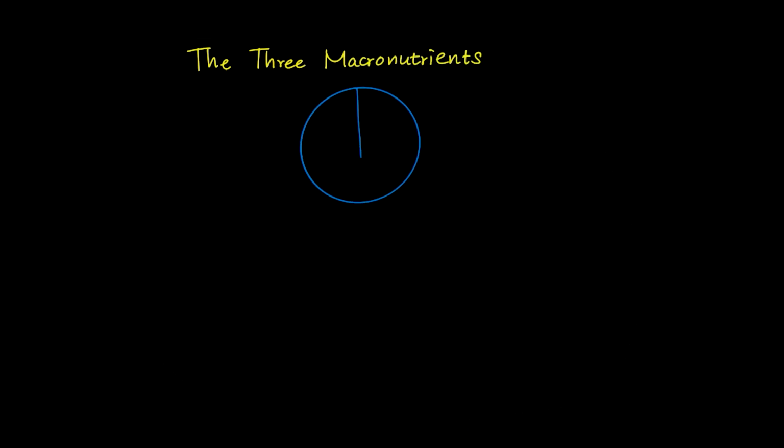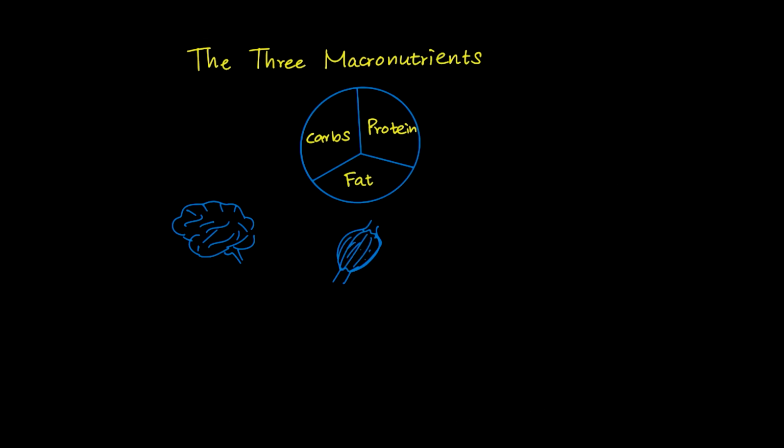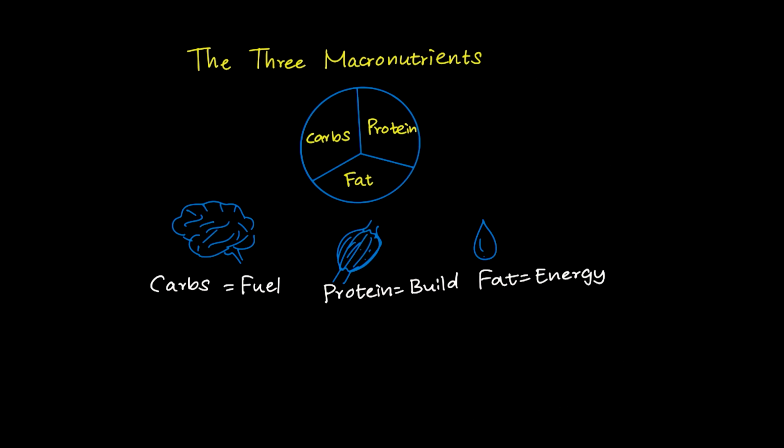Let's sort out macronutrients versus everything else. Macronutrients are the three nutrient groups that supply calories: carbohydrates, proteins, and fats. Each plays a distinct role in daily metabolism. Carbs fuel the brain and muscles. Proteins build and repair tissue. Fats provide concentrated energy and support hormone production and fat-soluble vitamin absorption.